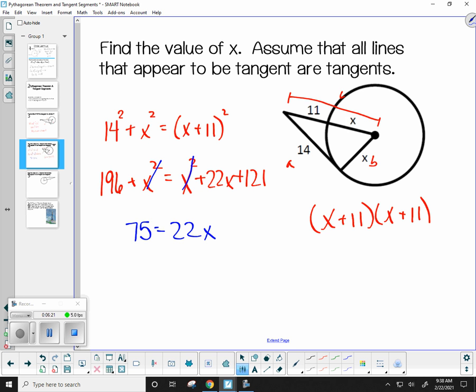Divide 75 by 22. You get 3.4. So the length of the radius in this case is 3.4 units long. Is that all right? All right, you try the next one then. It's very similar. You try the next one.